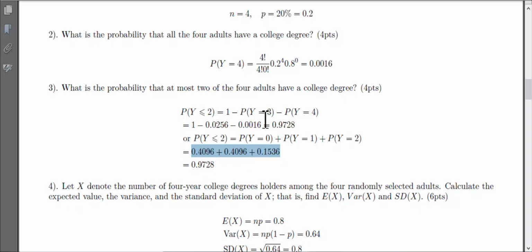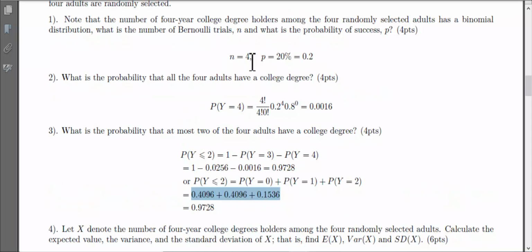Or we could just go the other way around, right? This is the complement rule. So for n equals 4, y could be 0, 1, 2, 3, 4. Here 0, 1, 2, only 3 and 4 are excluded. That's why we use 1 minus the probability of y equals 3, the probability of y equals 4. Both would end up with the same solution.